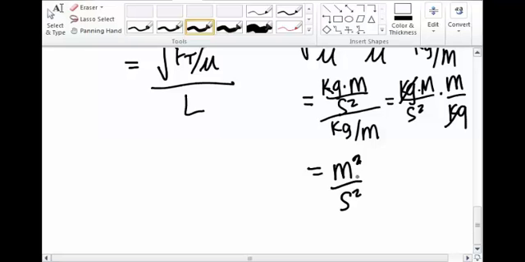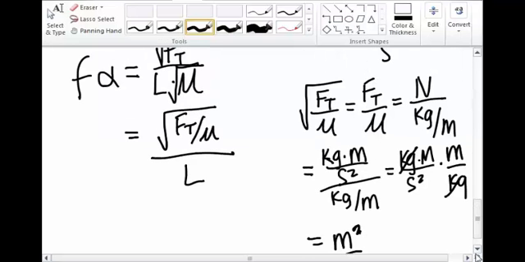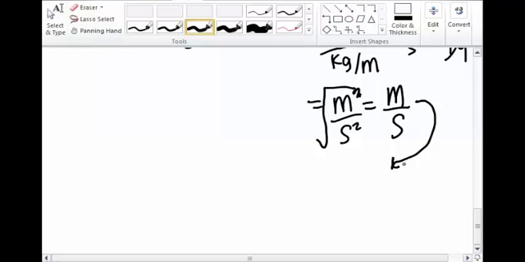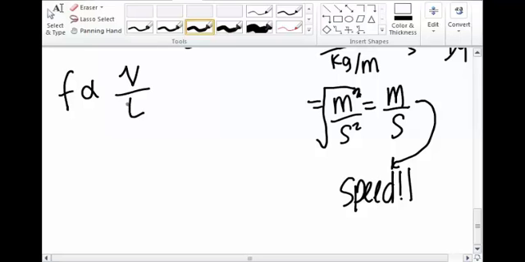over second squared, okay? But I decided up here that this whole term is going to be square rooted. So if I square root this, what am I left with? Meters per second. And what is meters per second? It's the speed, yay! Isn't that cool? So now I can change my equation that I've been working with. So now it's what? V over L? Yeah. Okay.